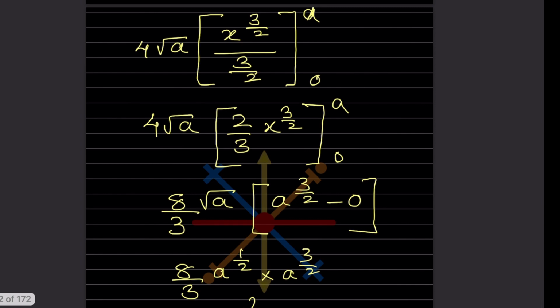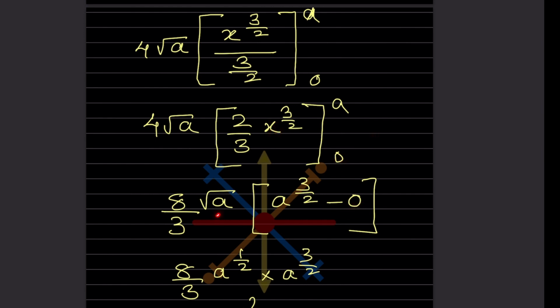So now we will multiply this one. So this is going to be 4 into 2 by 3. That will be 8 by 3 root a as it is. And in place of this x, what we can do? We can write this a. So a raised to 3 by 2. And when we put here 0, so that will be 0. 0 raised to 3 by 2, that is going to be 0.